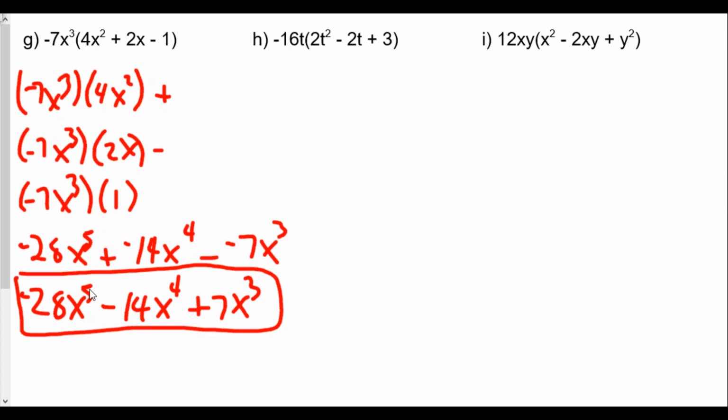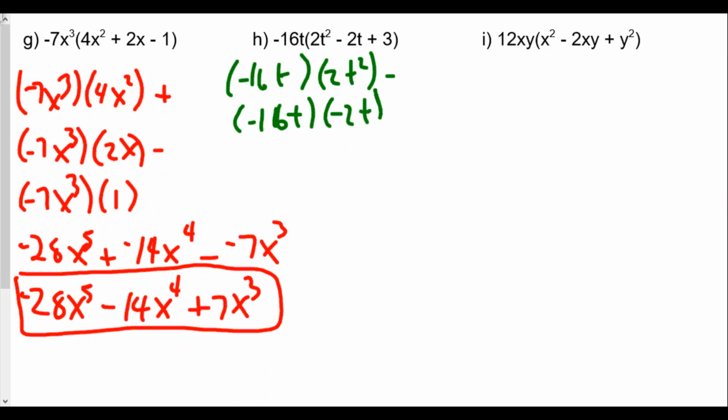And so we continue on with h. And so here at h, we have negative 16t squared times 2t squared minus negative 16t. Oh, sorry about that. It's negative 16t, not t squared. Okay, so negative 16t times negative 2t plus negative 16t times 3.